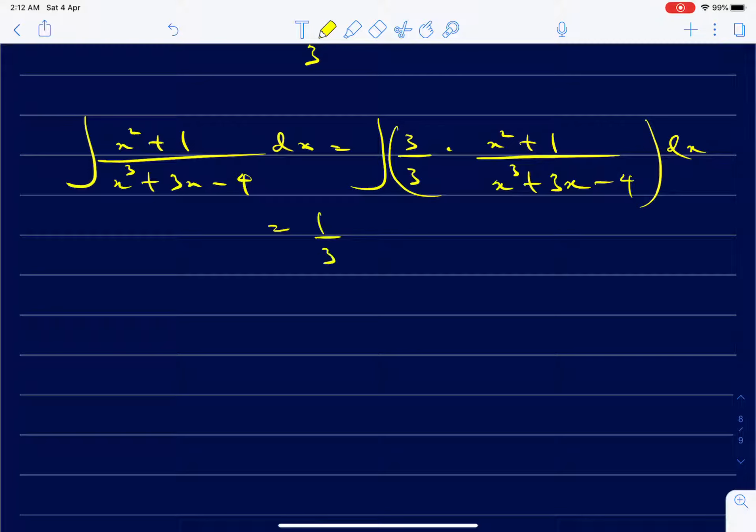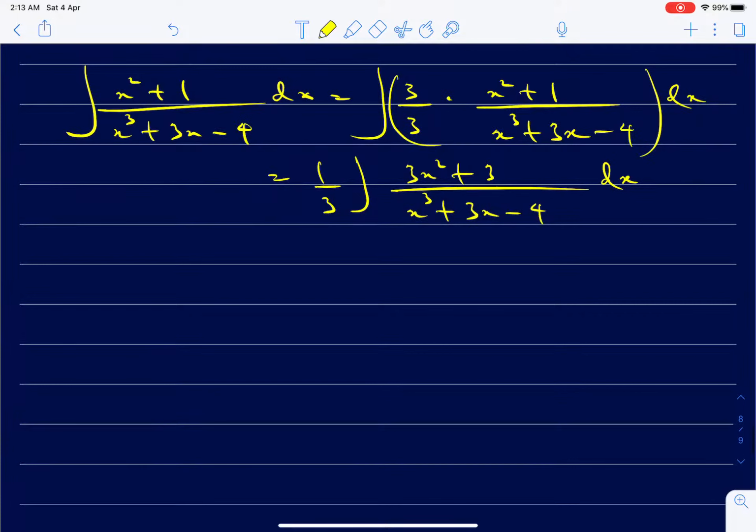I can write it as 1 over 3 multiplied by the integral of 3x squared plus 3 divided by x cubed plus 3x minus 4 with respect to x. I multiplied the numerator x squared plus 1 by 3. And we can now say that the numerator is the derivative of the denominator. The numerator 3x squared plus 3 is the derivative of the denominator x cubed plus 3x minus 4. So that means 1 over 3 ln of x cubed plus 3x minus 4 plus c.